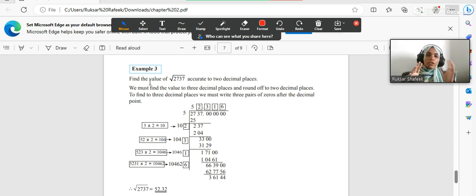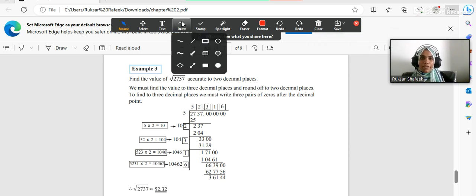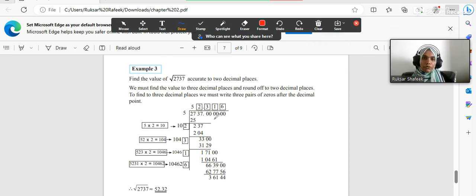Now let's look at this one, 2737. The pairing is done first, so 2, 7 and 3, 7. Now for 27, the closest square number is 25, which is 5 times 5, so 25. That's what they've done. And then when you subtract, you get the remainder 2. Let's not forget the pair has to be brought down. So they've brought down 37. Now 2 and 37. So what was our next step? We double the value that we wrote here. So double of 5 would give me 10.